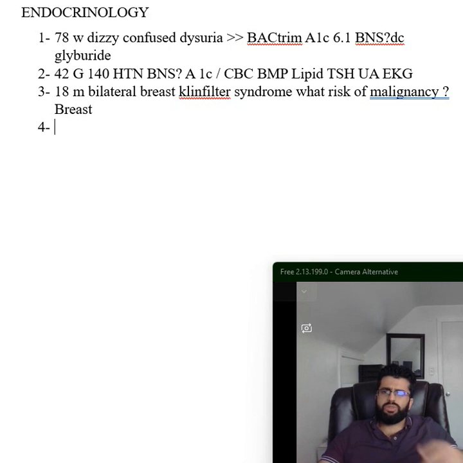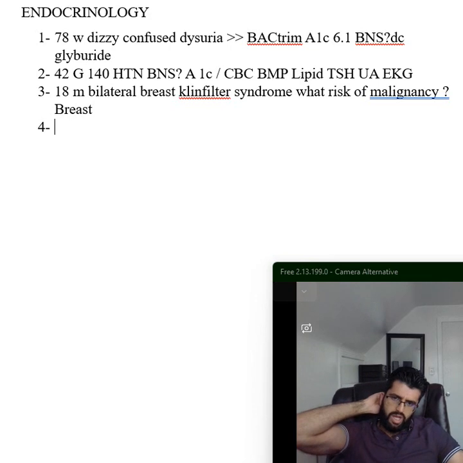Klinefelter is the most common genetic cause of primary hypogonadism, and usually presents with gynecomastia and hypogonadism. So you do a karyotype of peripheral leukocytes and confirm the diagnosis. And Klinefelter patients have increased risk for breast cancer as well.